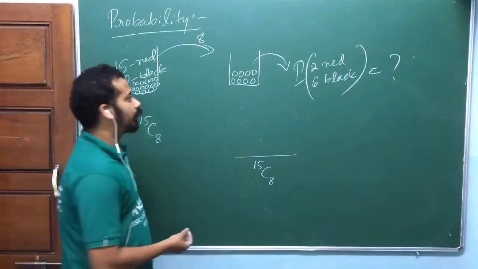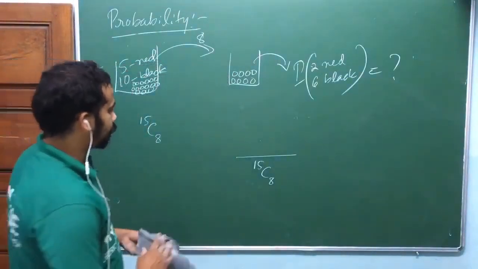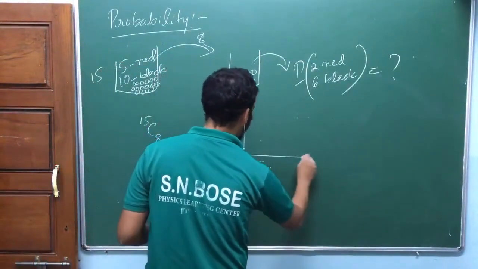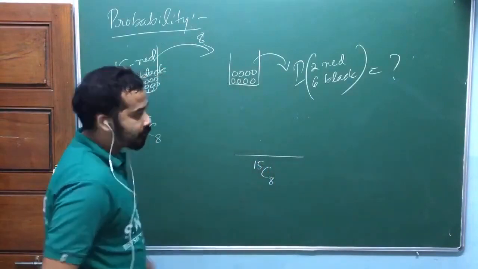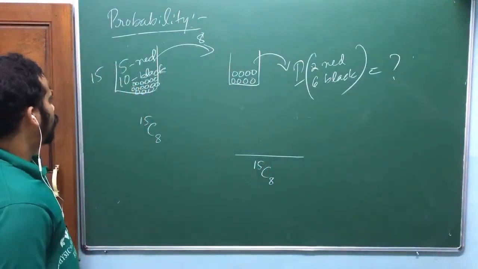Multiplication, isn't it? What is the probability? What is the total number of ways again? Sir, 5C2 into 10C6.